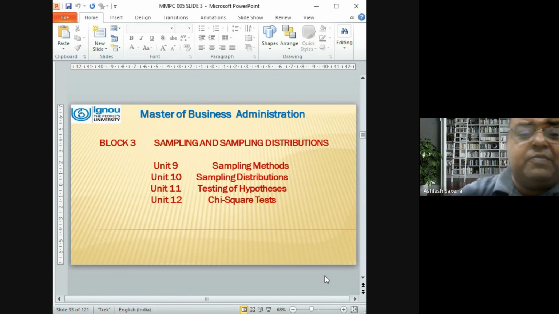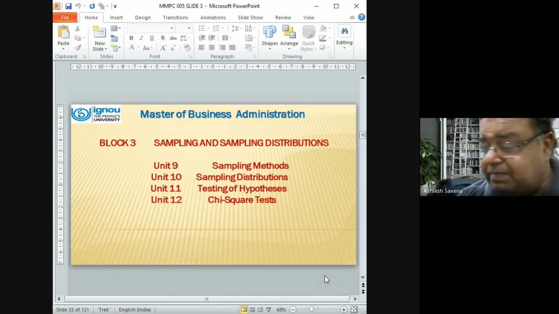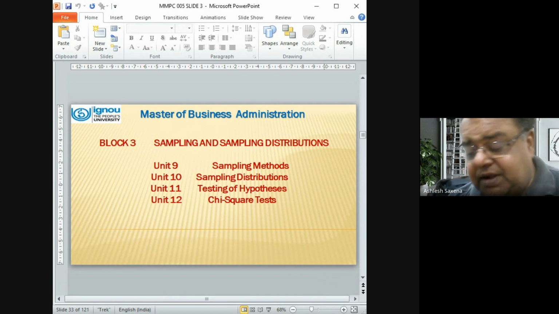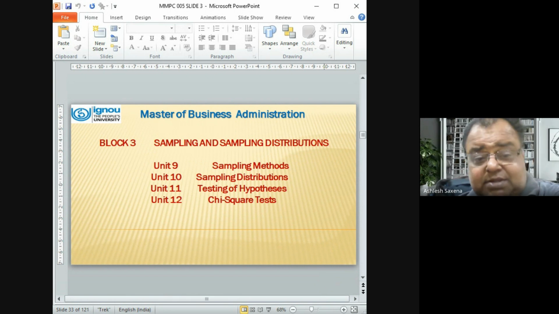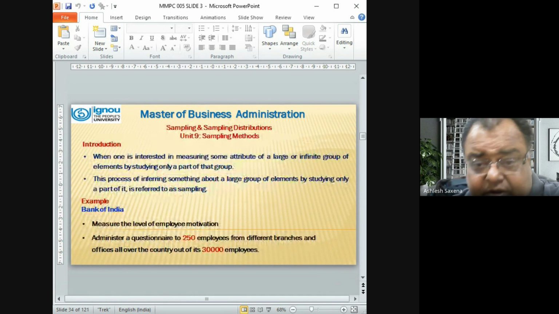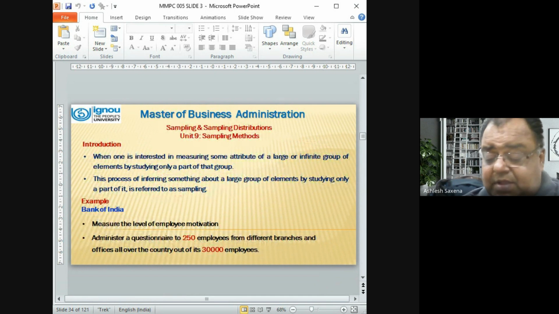Now we move to the most important part, that is sampling and sampling distribution. Here we will be studying sampling methods, sampling distributions, testing of hypothesis, and the chi-square test. I don't know how many of you remember what is meant by sampling. What is a sample?